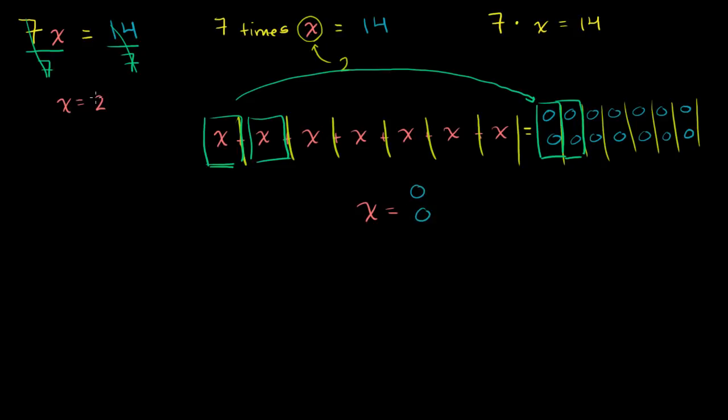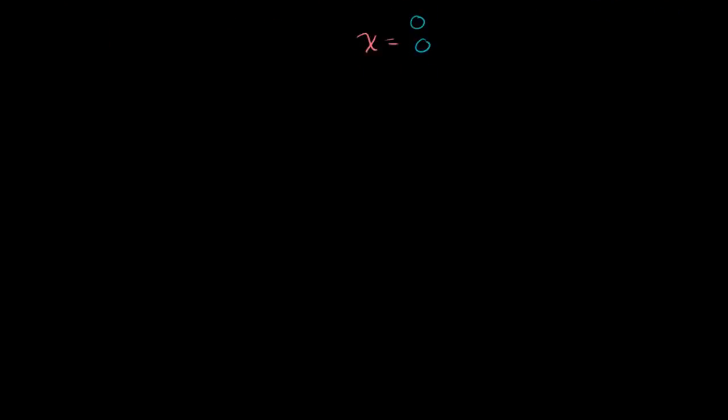Now, let's just do a couple more examples here, just so it really gets in your mind that we're dealing with an equation, and any operation that you do to one side of the equation, you should do to the other. So let me scroll down a little bit. So let's say I have 3x is equal to 15.